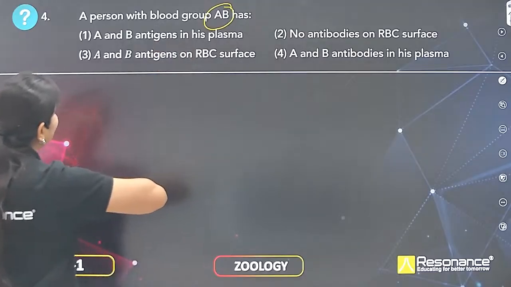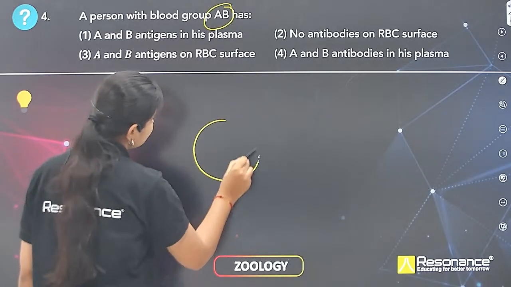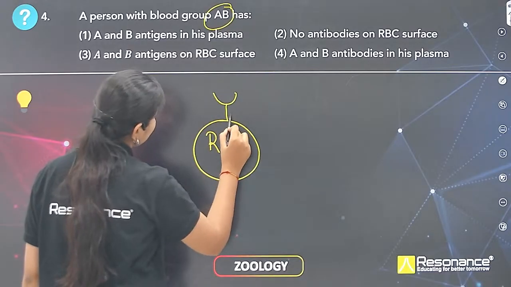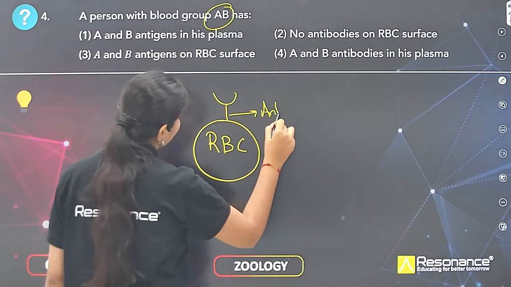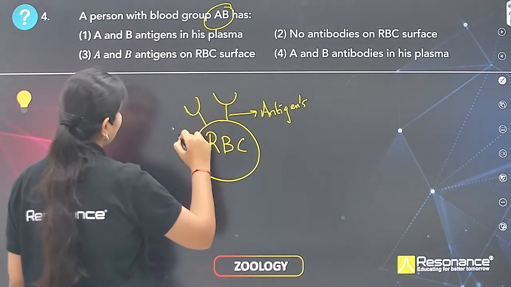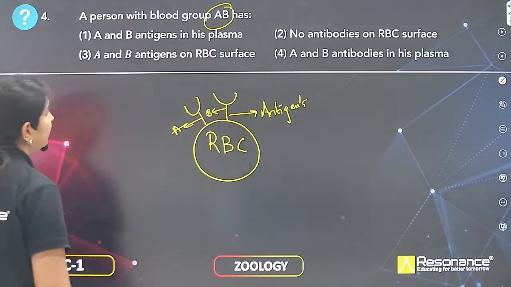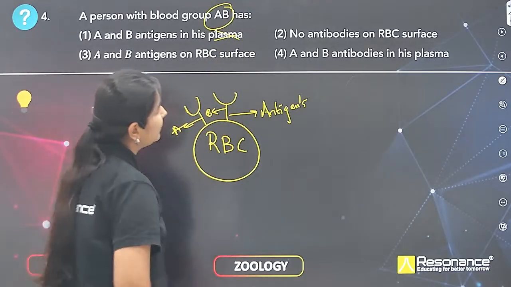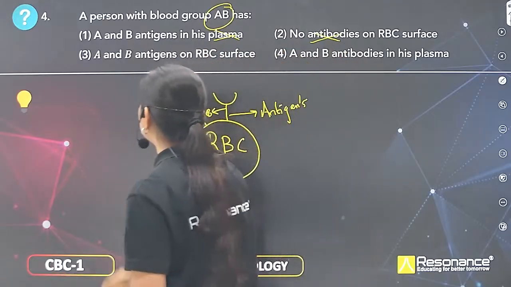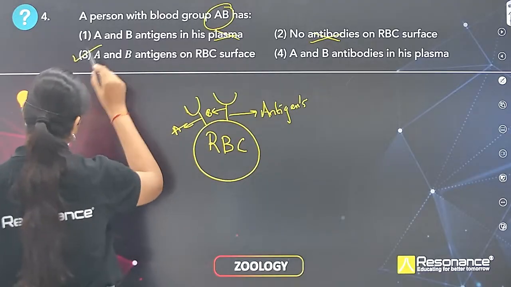Now here they are asking about the person with the blood group AB. What exactly do they have? They have the antigens, but where exactly are the antigens present? This is your RBC. Over your RBC you have the antigens. So here you have both the antigens, antigen A and antigen B. That's the reason it's called the blood group. It's not the plasma. No antibodies on the RBC surface. Obviously there is no antibody, but that is not the one. Next, both antigen A and B on the RBC surface, that is right.